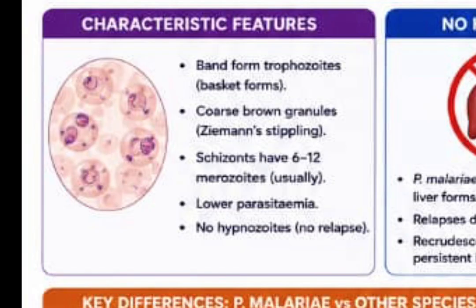Are you getting it now? It forms Ziemann's stippling, and it releases a schizont of about 6 to 12 merozoites. No hypnozoite formation here, unlike vivax. Are you getting it now? And also they undergo fertilization to give you male and female gametocytes.